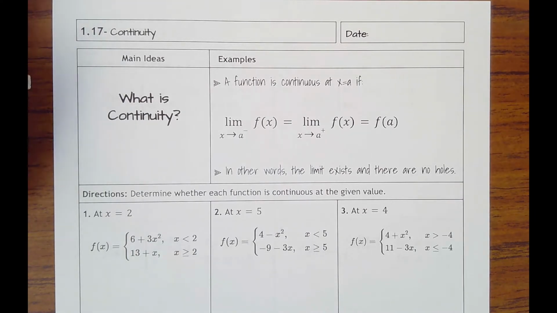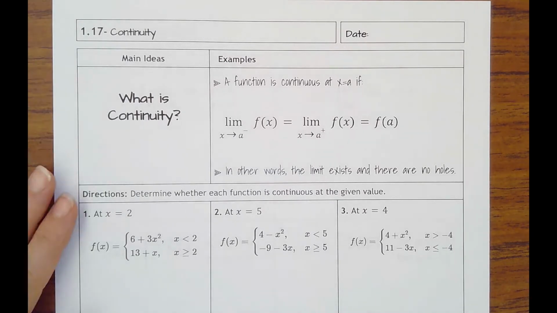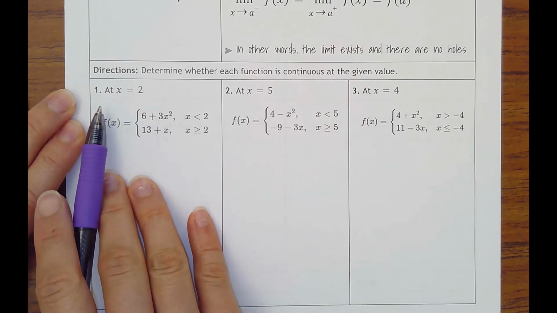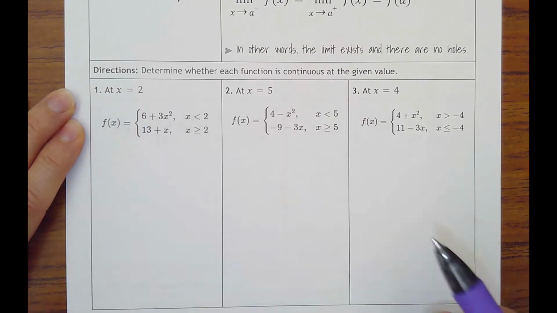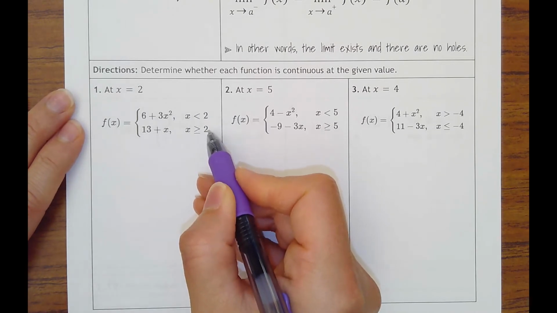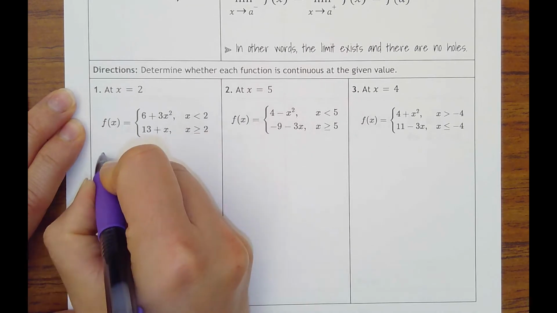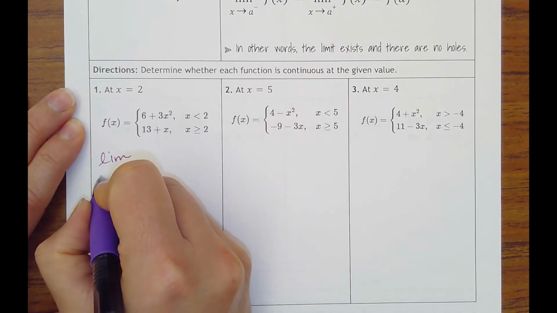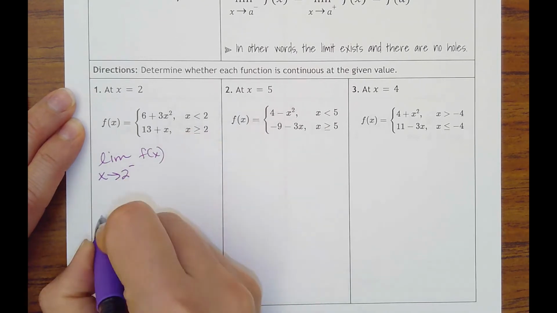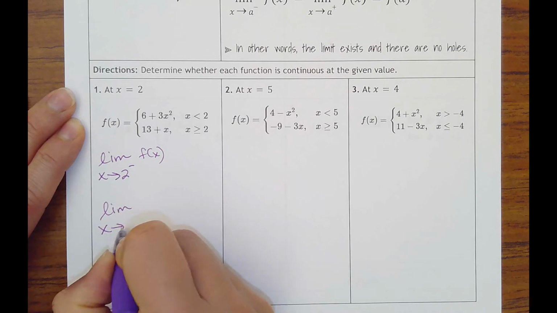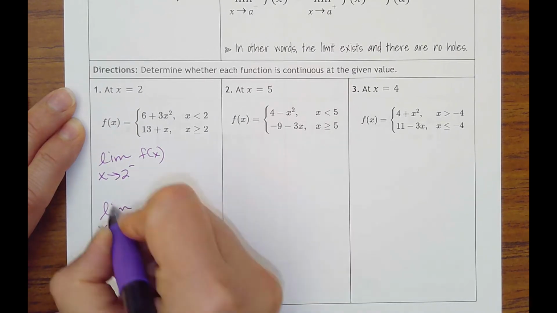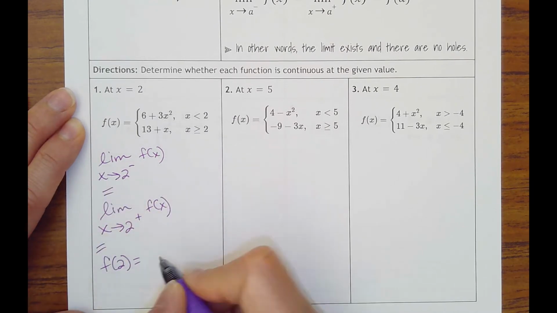So you're making sure there's no jumps, no asymptotes, and no holes by the process of limits. Pretty simple concept. So number one, they want us to check if it's continuous at x equals 2. And we see that here there could be a break because the pieces are doing something at 2. So let's just check, and I'll write it out the fancy way. We're going to check the limit as x approaches 2 from the left, and the limit as x approaches 2 from the right. And then we'll check f of 2. All of these things should equal each other.